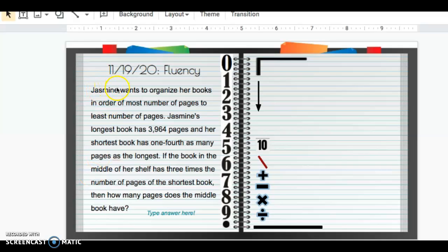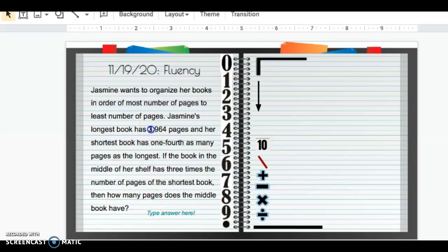For fluency today, it says that Jasmine wants to organize her books in order of most number of pages to least number of pages. Jasmine's longest book has 3,964 pages, and her shortest book has 1/4 as many pages as the longest book. If the book in the middle of her shelf has 3 times the number of pages of the shortest book, then how many pages does the middle book have?